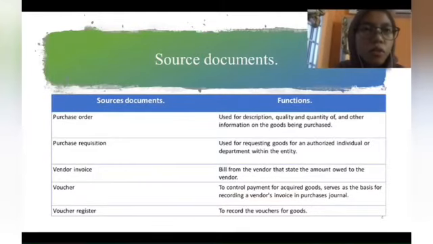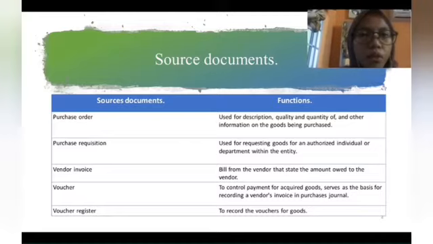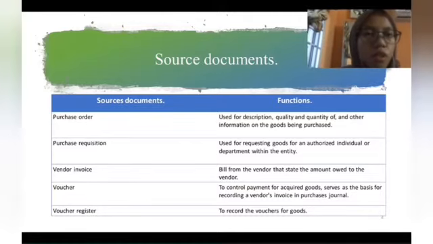Moving forward to the source documents involved in the purchasing process. So the first is purchase order. The function of purchase order is to describe the quality, quantity and other information on the goods being purchased. The second one is purchase requisition. It is used for requesting goods for an authorized individual or department within the entity.